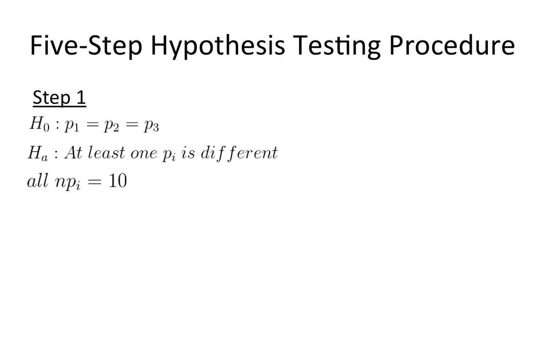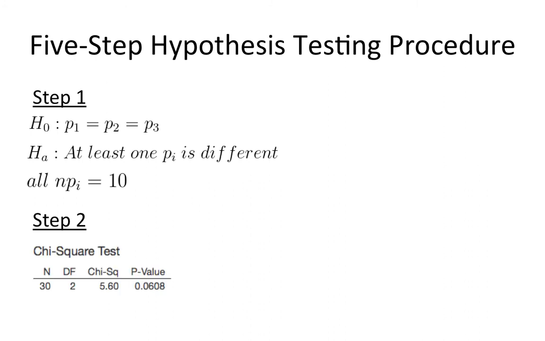In step 2, we compute our test statistic. We did this using Minitab Express. For your lab assignments, make sure that you always include the output along with a little statement telling me what values you're taking off of this table. So in this case, chi-square with 2 degrees of freedom equals 5.60.